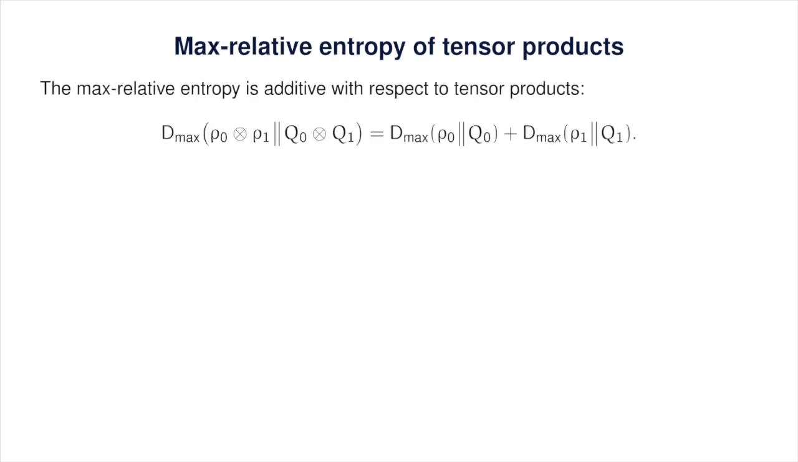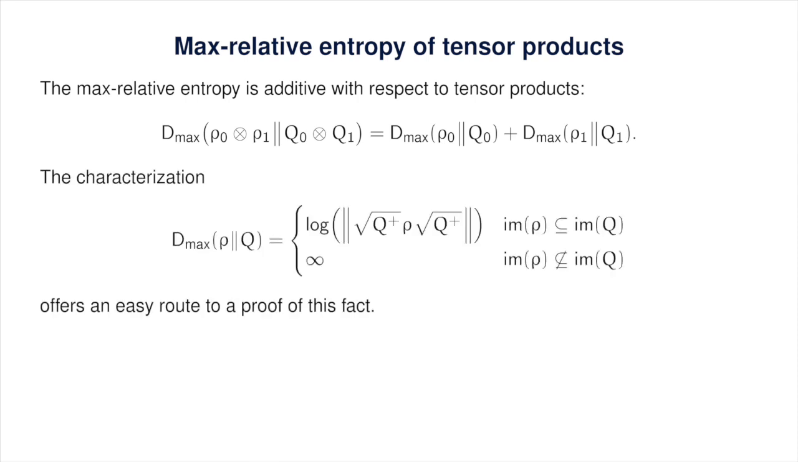Finally, let us observe a couple of additional facts concerning the max relative entropy. First, the max relative entropy is additive with respect to tensor products in the sense that this formula that you see here is satisfied for all choices of rho 0, rho 1, q0, and q1. A simple way to prove this fact is to use one of the alternative characterizations of the max relative entropy that we saw earlier, in particular the one that is shown here.